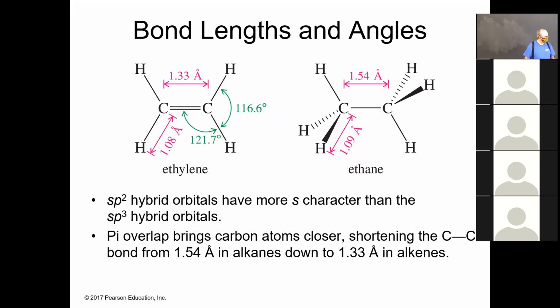Sp2 hybrid orbitals have more s character than sp3 orbitals. What that means is that the electrons will be drawn closer to the nucleus. So sp2 means that orbital has 1/3 s character, an s and 2 p's, and sp3 would have 25% s character. So a carbon-carbon double bond is stronger and shorter than a single bond.